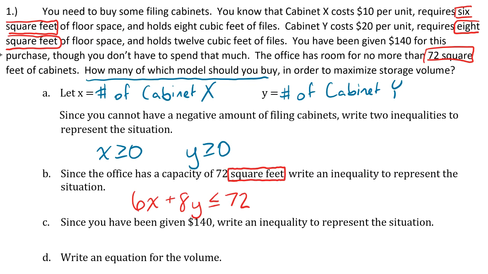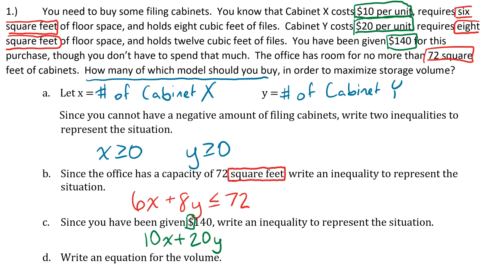Part C. Since you have been given $140, write an inequality to represent the situation. This time we're talking about money. So where else do we see money? Cabinet X is $10 per unit. Cabinet Y is $20 per unit. And then we have $140 to spend. So it's $10 per cabinet X plus $20 per cabinet Y.